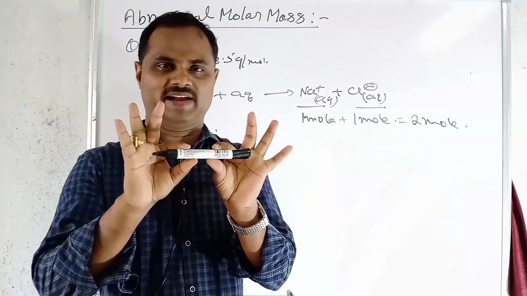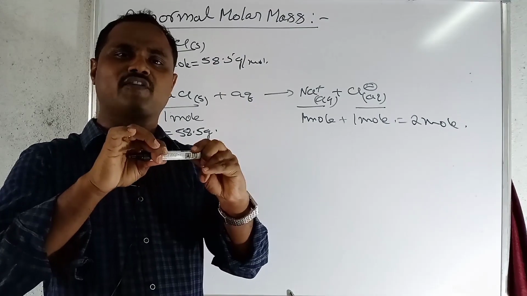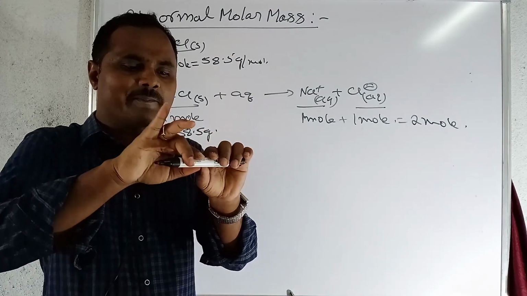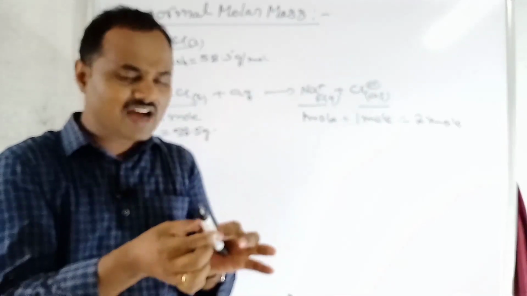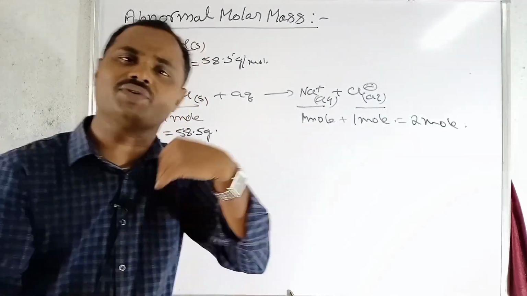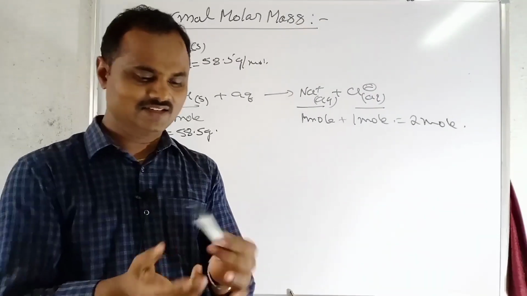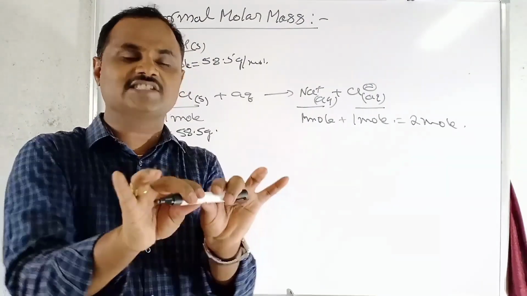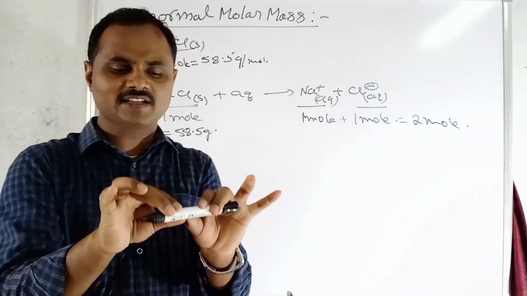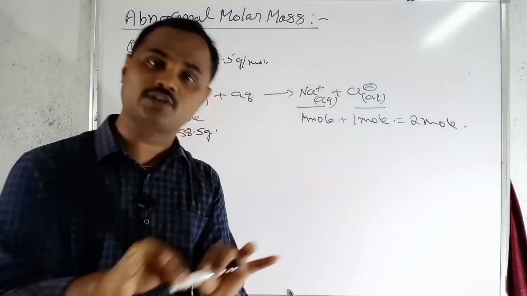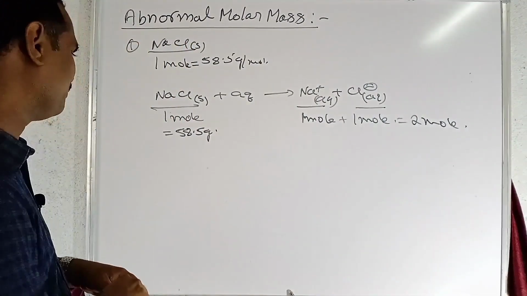Suppose this is a pen. Suppose its weight is 50 grams. If I break it into 2 pieces exactly, the total mass of the 2 pieces is also equal to 50 grams only. The reason is there is no loss, no gain. It has just become 2 pieces. After breaking into 2 pieces, the weight is also equal to 50 grams.